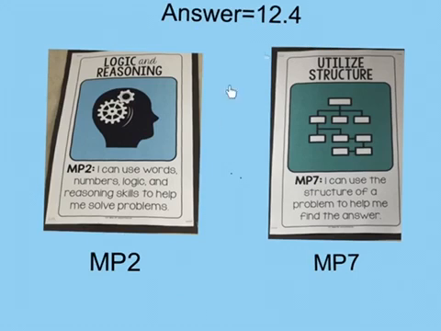So, now for the Pythagorean problem, I picked 2 math practice skills that I thought represented this problem the most. I picked, firstly, math practice number 2, logic and reasoning. I can use words, numbers, logic, and reasoning skills to help me solve problems. Next one I picked was math practice number 7, utilizing structures. I could use the structure of a problem to help me find the answer.